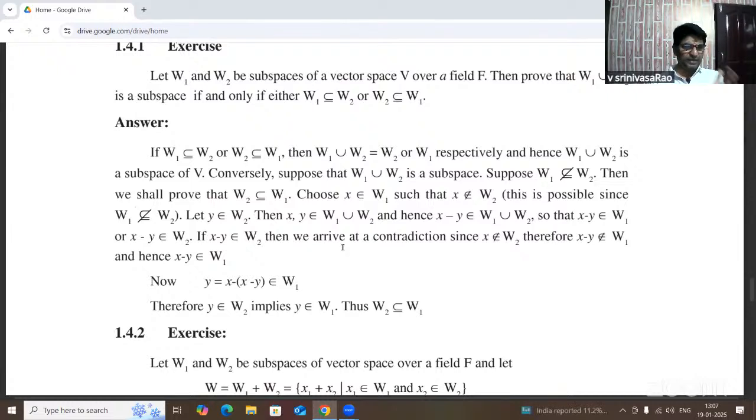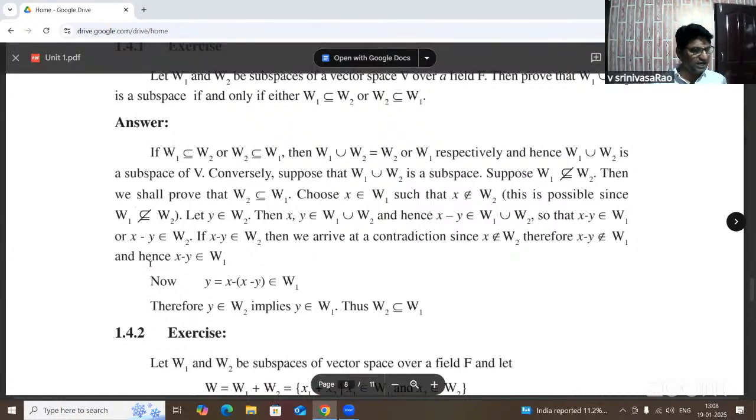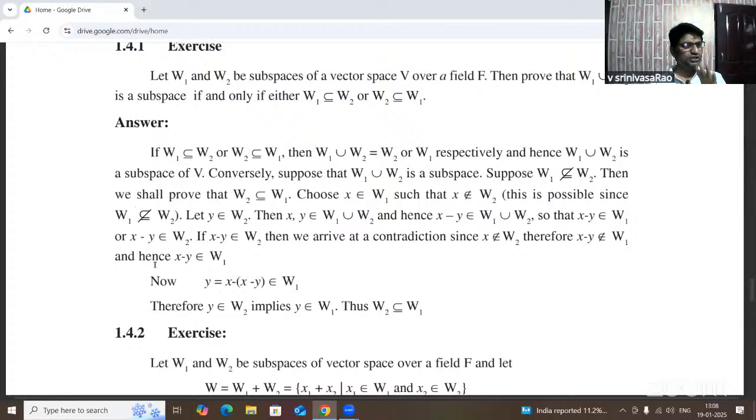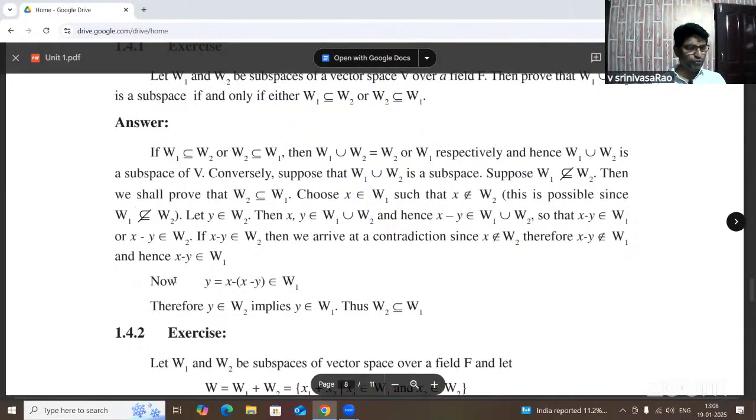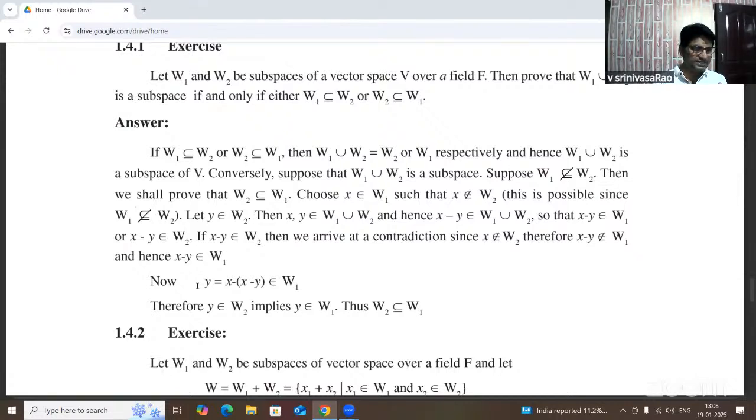A is also consisting of W1, B is consisting of W2. So W1 is not contained in W2, and W2 is not contained in W1. So that's why we are treating some base elements: X is in W1, but X is not in W2, but X is also in W1 union W2. At the same time, Y is in W2, but Y is not in W1. So Y also belongs to W1 union W2. Union means overall the elements. So X and Y both belong to W1 union W2.